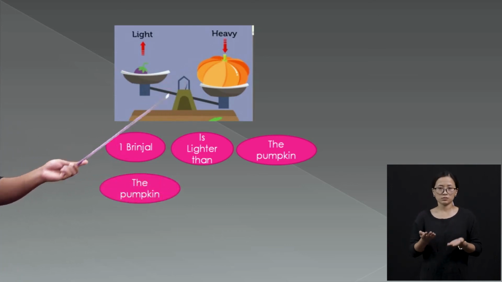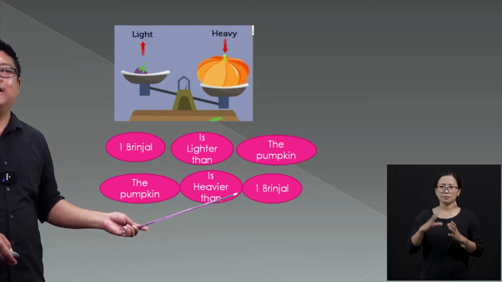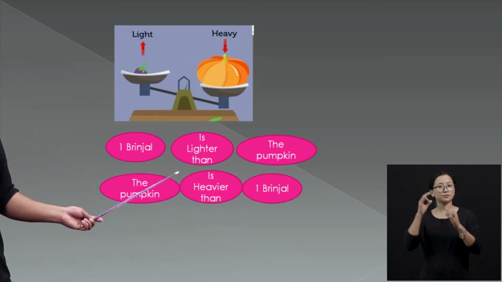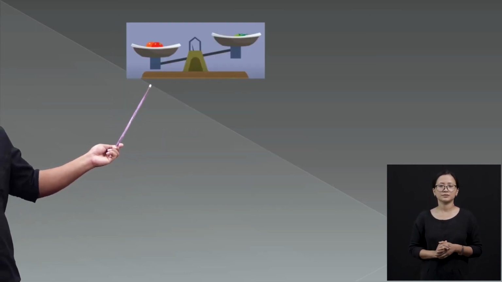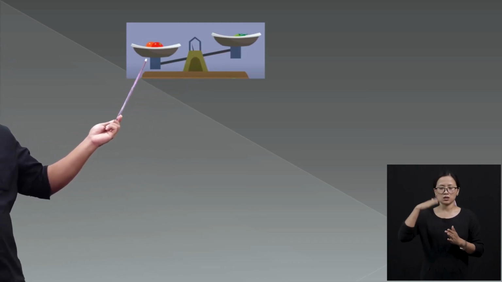Or we can also say the pumpkin is heavier than one brinjal, right? So this is another way of saying that the pumpkin is heavier than the brinjal here. Now if you look at this picture, we have two chilies here and two tomatoes.